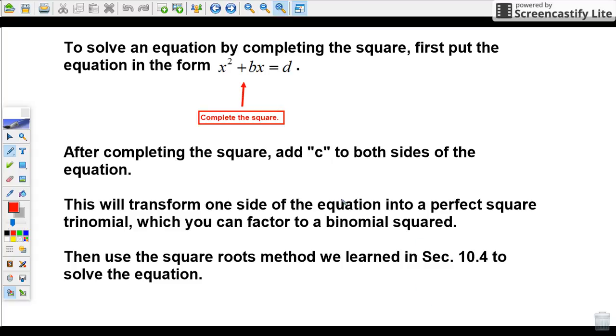Hey, algebra students, this is Mr. High again. We're going to talk about how to solve equations by completing the square.